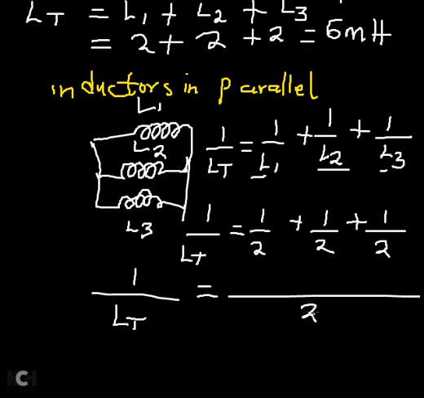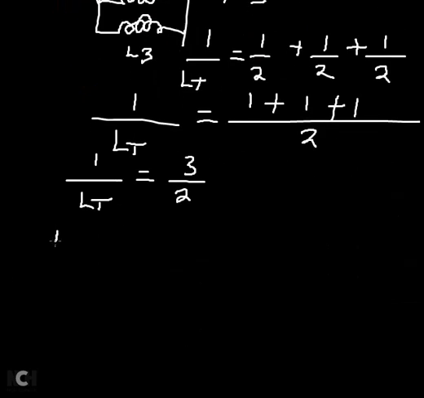So 1 over LT is going to be equal to, the LCM is 2. 2 divided by 2 is 1, 1 times 1 is 1. 2 divided by 2 is 1, 1 times 1 is 1. 2 divided by 2 is 1, 1 times 1 is 1. So I have 1 over LT equal to 3 over 2. Which simply means that to get LT, I have to invert the right-hand side, which is 2 over 3.